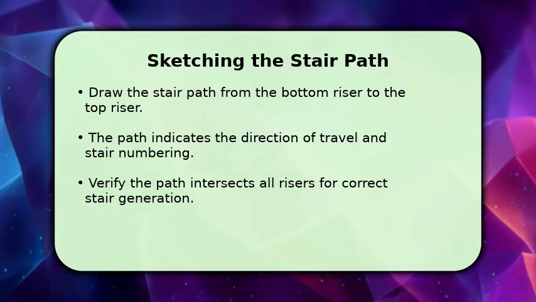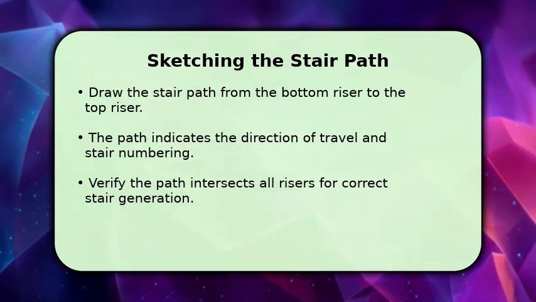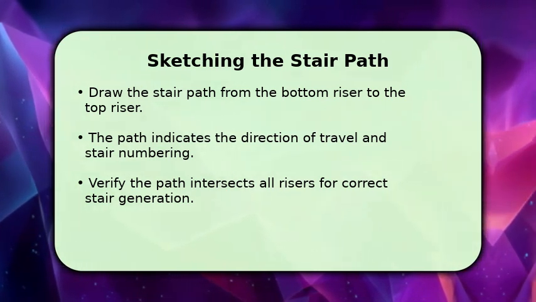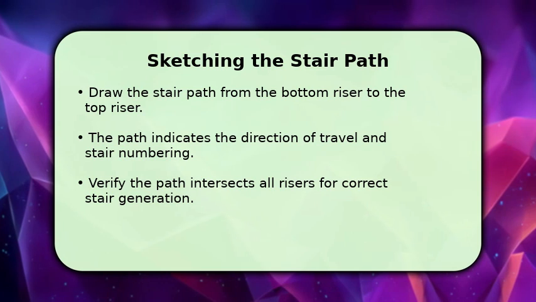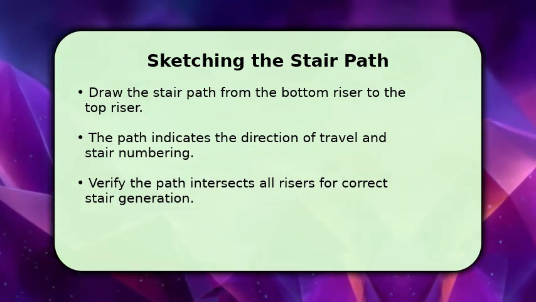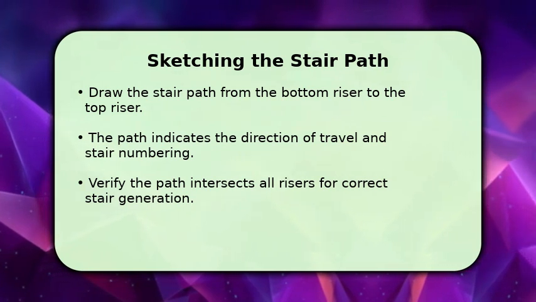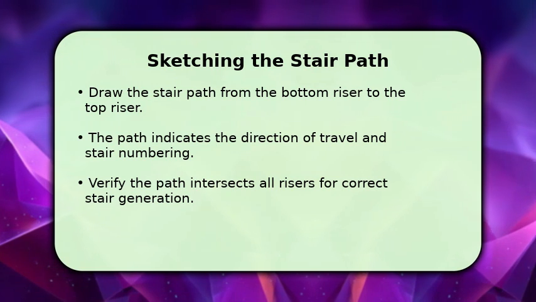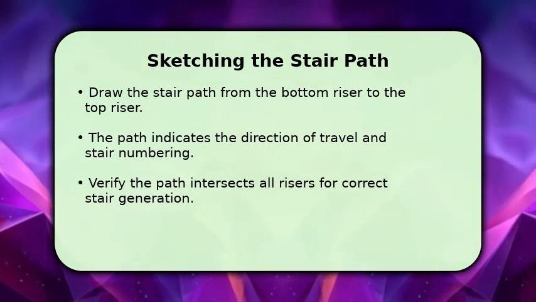After defining your boundaries and risers, the next step is to draw the stair path. This single line dictates the direction of travel and how your steps will be numbered. It must start at the first riser and end at the last, crossing every riser line in between. This path is vital for Revit to correctly interpret your sketch and build the three-dimensional stair.